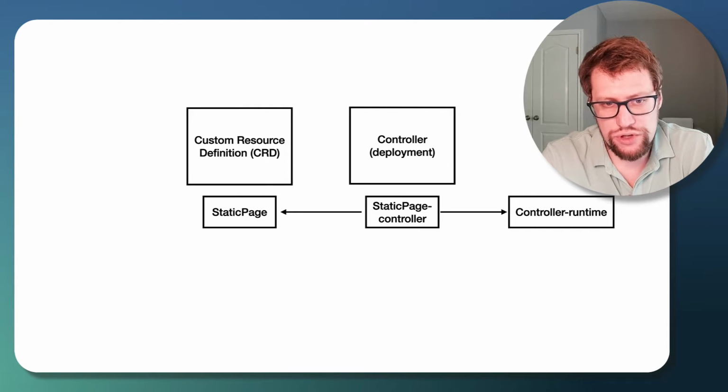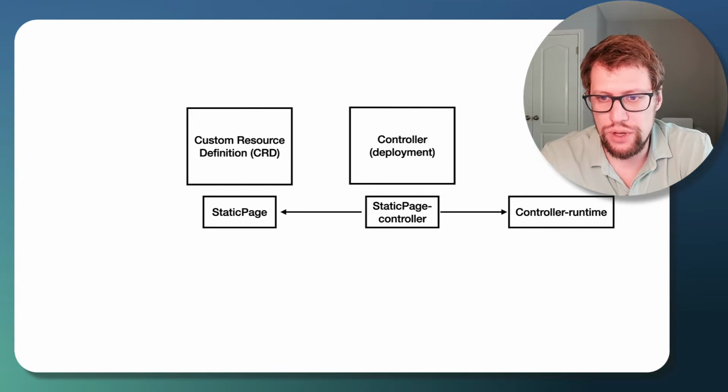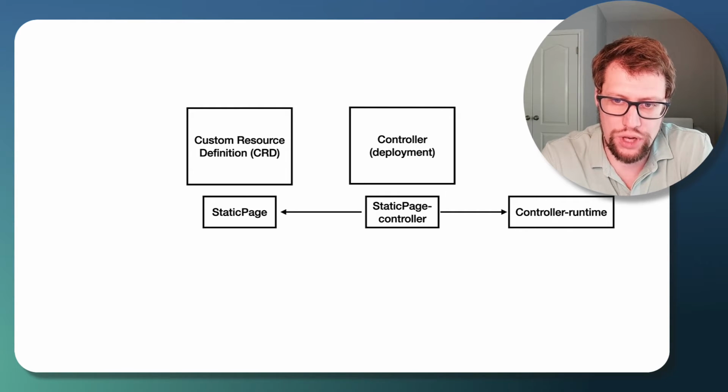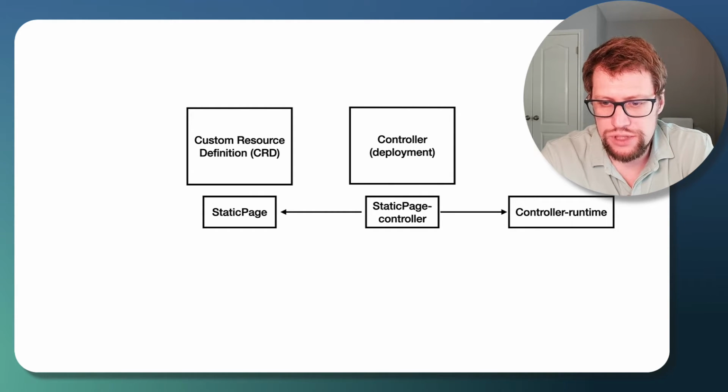To achieve this, we first need a custom resource definition, but then we also need a controller. The controller is where you write your own custom Golang code. You're going to use a deployment to deploy that controller on a Kubernetes cluster. Mine is going to be called static page controller, static page in lowercase though. And then the static page controller is going to use a controller runtime.